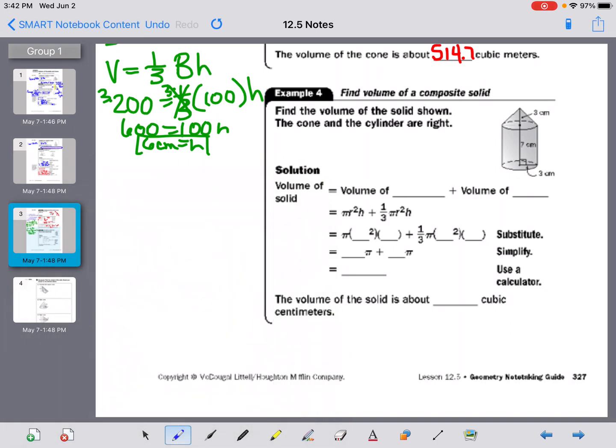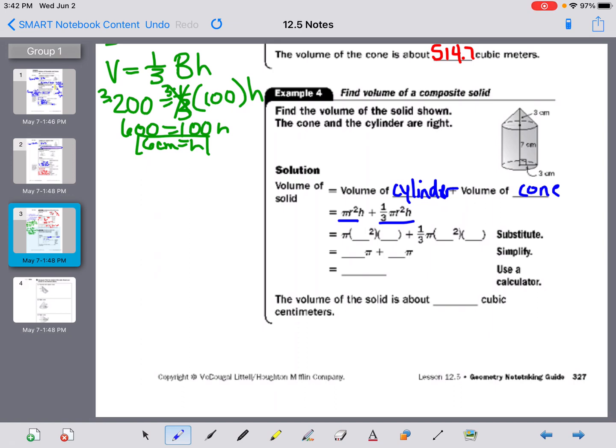It looks like I have a volume of a cylinder on the bottom and a volume of a cone on top. Okay, so when I know what I'm dealing with, I put their equations. Volume of a cylinder is pi r squared h. Volume of a cone is 1/3 pi r squared h. And now I'm ready to plug and chug.